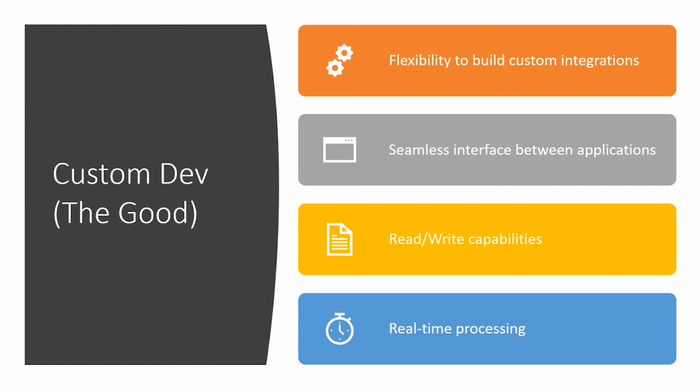You can style the apps to look similar. You can do a lot of that will really help. You can also provide read and write capabilities. It's not just all about seeing the data. Whenever you start talking about custom development, you can actually write data across systems, which is great. And then you can also do real-time processing.